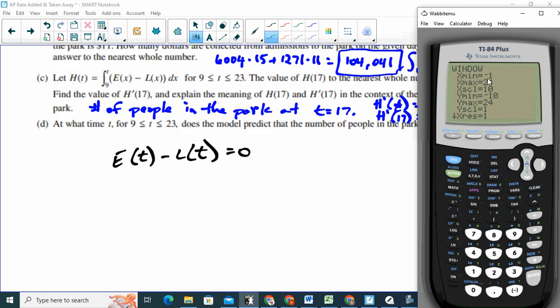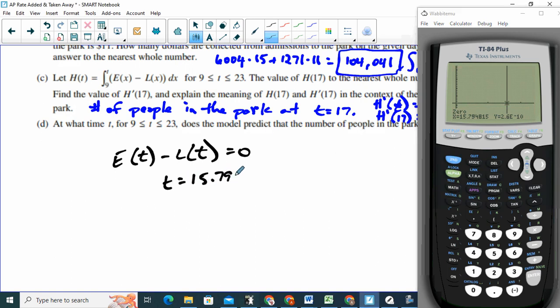Make sure we are looking at least from 9 to 23, which is all included on our graph here. E of t minus L of t is equal to 0 at that time right there. Let's calculate that 0. It's somewhere between 10 and 20. 15.795. That is our only critical number. Remember, maxes and mins don't have to occur at a critical number. They could also occur at the endpoints of the interval.